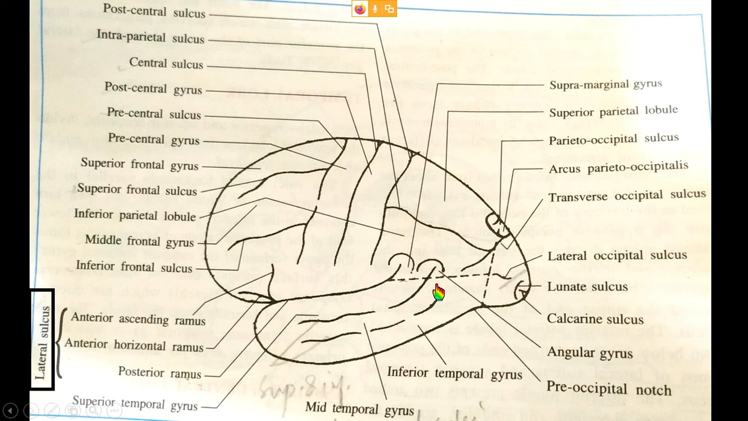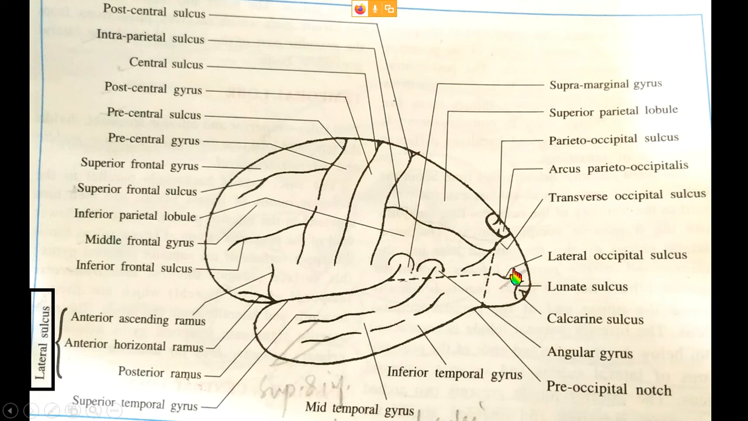The transverse occipital sulcus arises from the superomedial margin, slightly behind the parieto-occipital sulcus. It extends downward along the superolateral surface and joins with the intraparietal sulcus to form the posterior boundary of the arcus parieto-occipitalis. This is the transverse occipital sulcus.